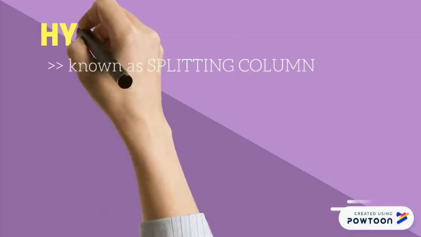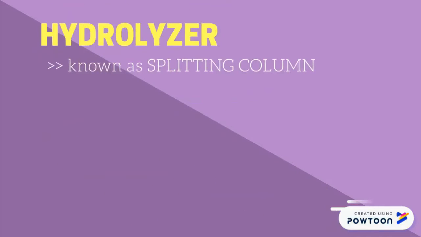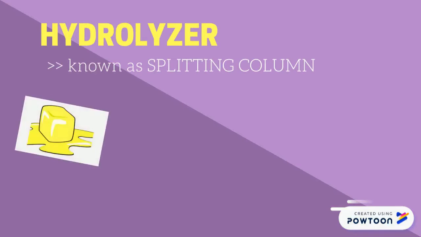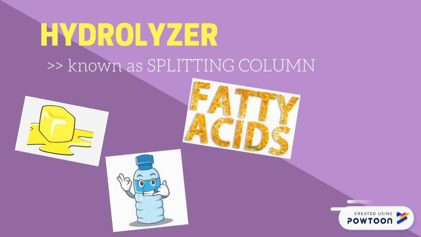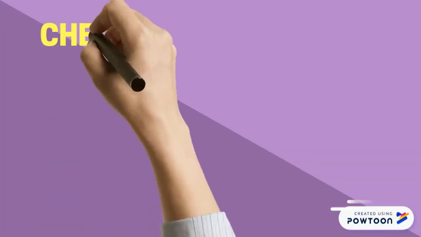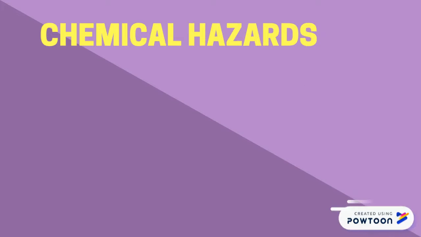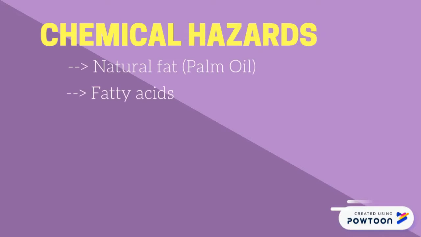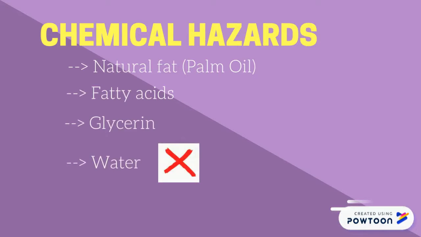The operation unit selected is the hydrolyzer. It's also known as a splitting column, where the feed, which is natural fat, which in our case we are using palm oil, will be reacted with water to produce fatty acids and glycerine. The type of hazard identified is chemical hazard, which is on natural fat or palm oil, fatty acids, and glycerine. Meanwhile, there is no chemical hazard imposed on water.